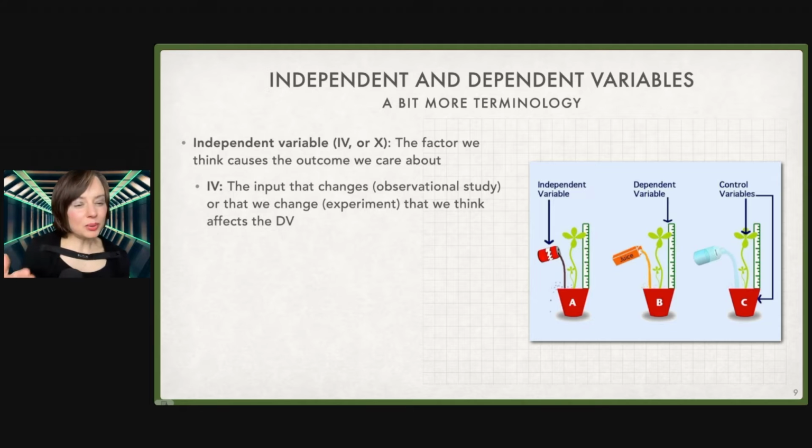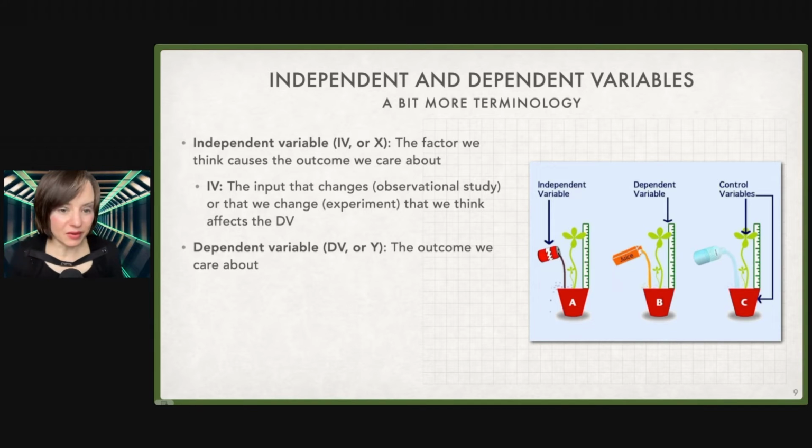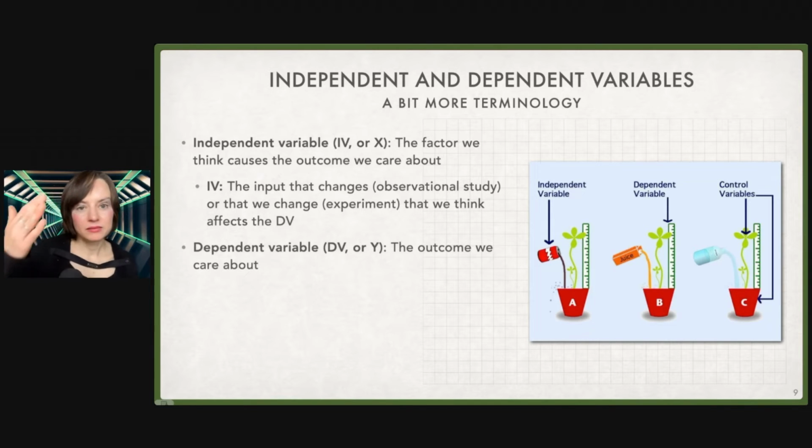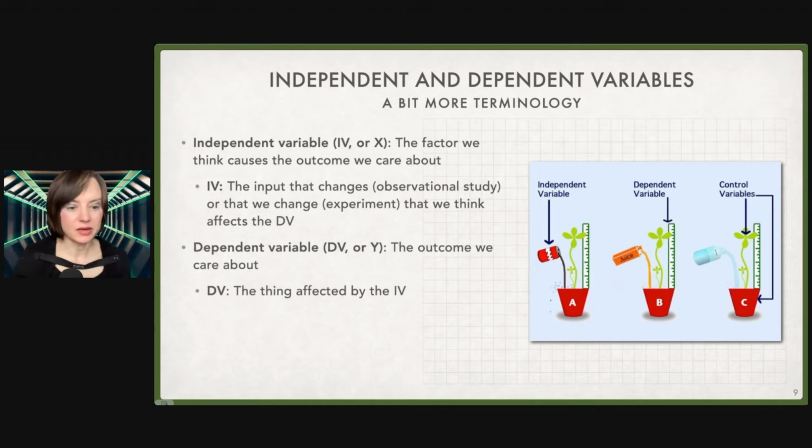So it's the input that changes in an observational study or that we change in an experiment that we think affects the dependent variable. So in the case of cigarettes, it is X. We think X is going to cause the outcome I care about, lung cancer deaths. If I'm a doctor running an experiment, I'm giving out drugs. X is the drug, and the DV is recovery from the disease. The dependent variable is the outcome we care about, lung cancer, disease recovery. So the DV is affected by the IV.